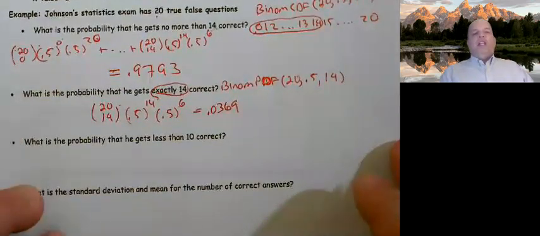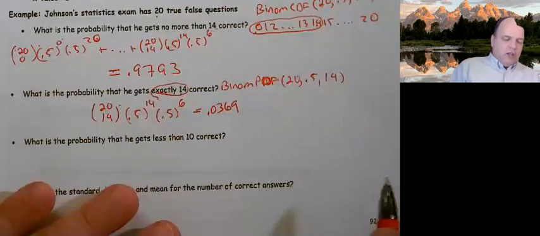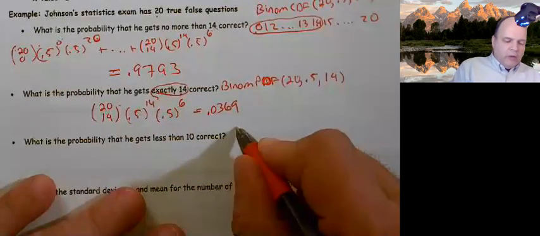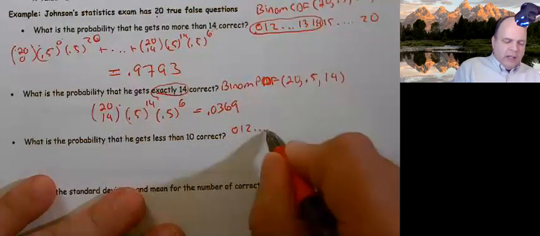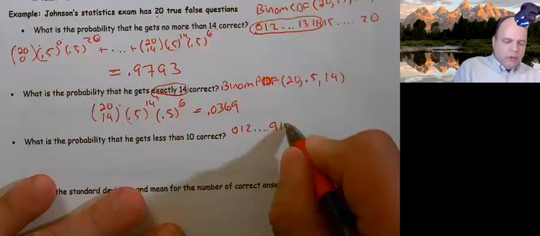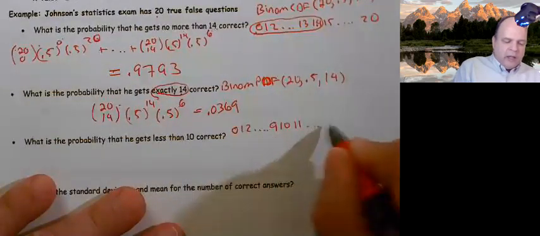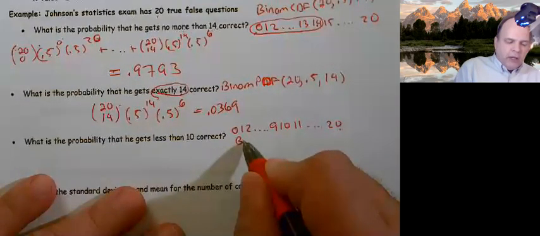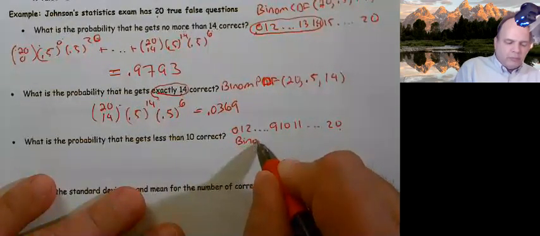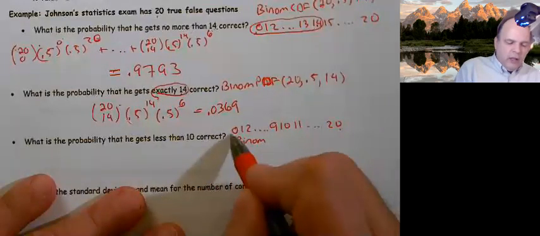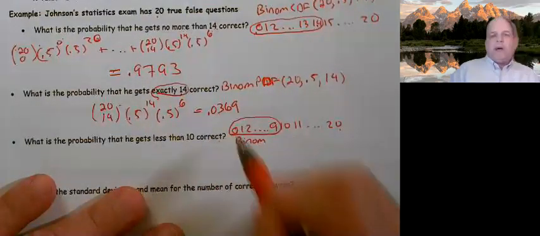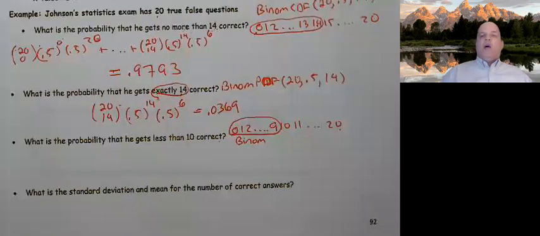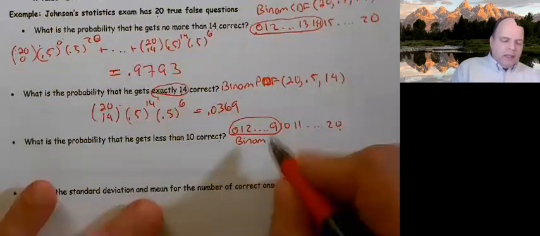What is the probability that he gets less than 10 correct? So I'm going to go to my number line. 0, 1, 2, dot, dot, dot, 1 below, 1 above, dot, dot, dot, all the way to 20. We have a specific number of trials, so this means it's a binomial. Less than 10 means 0 to 9. And by the way, guys, I really cannot stress how important it is to make the number line. Your scores will improve if you do that.